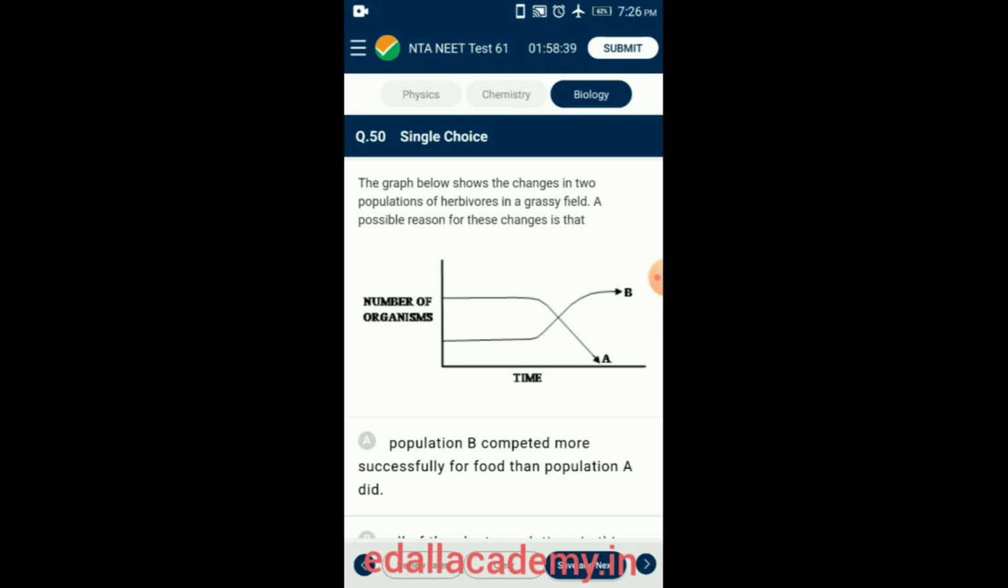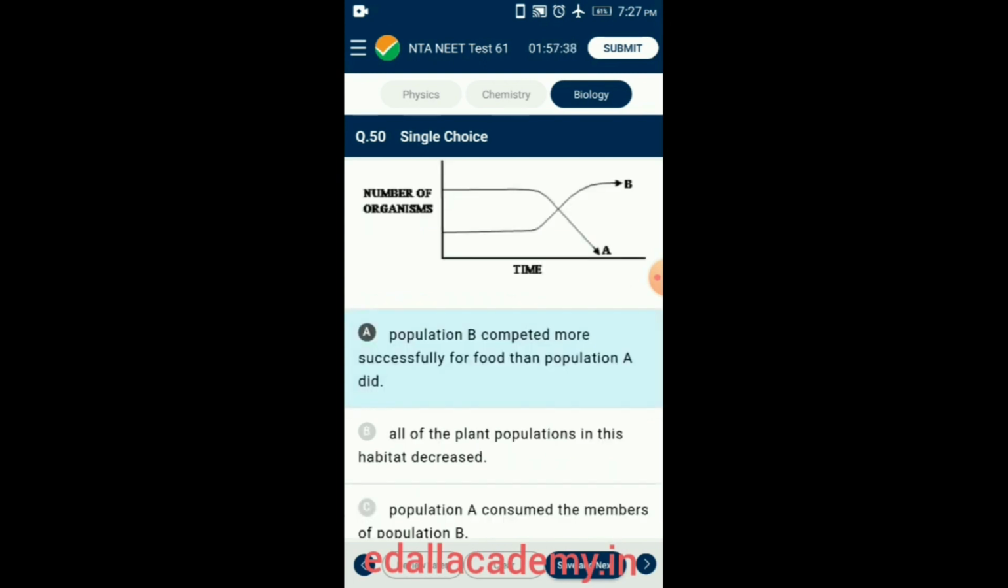Question number 50. The graph below shows the changes in two populations of herbivores in a grassy field. A possible reason for these changes is that if population B increased while population A decreased, these organisms were probably in competition for the same food, that is grass, and population B was better adapted. Hence, population A is competitively excluded from the population. The answer for this question is option A. Population B competed more successfully for food than population A did.